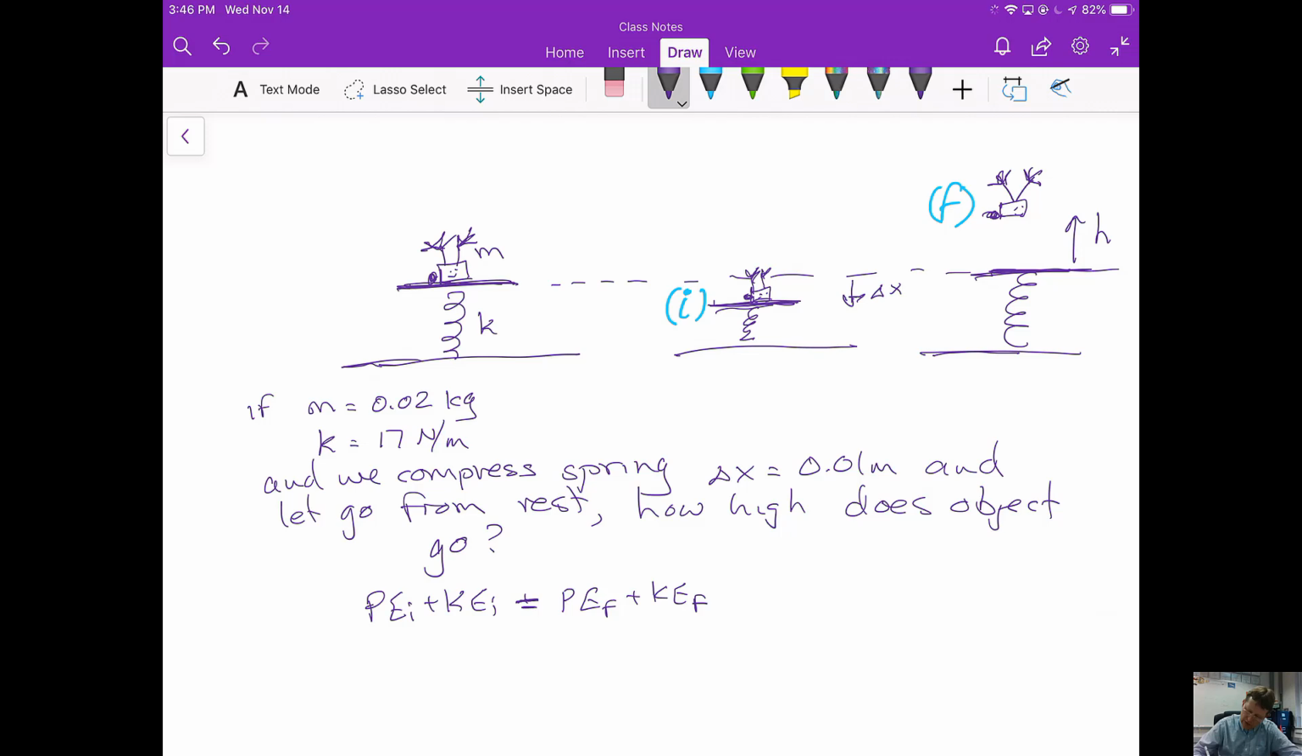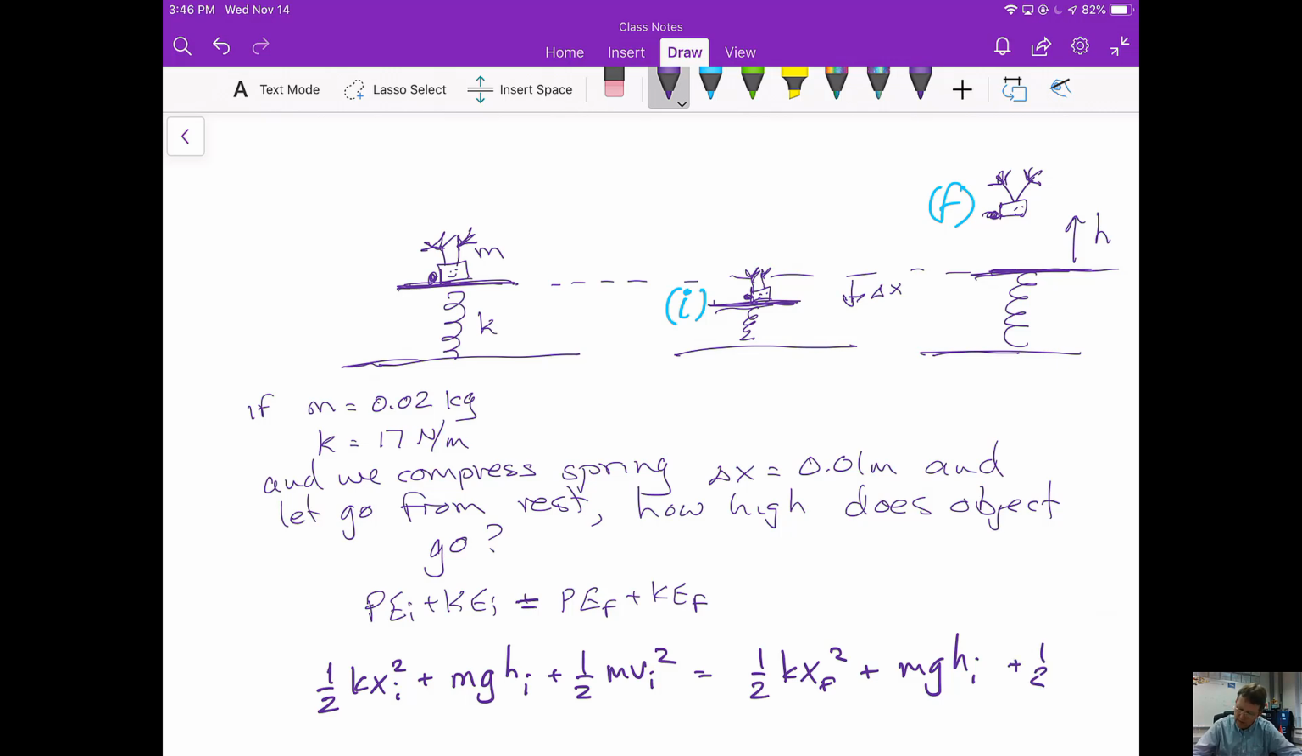PE initial, we've now got springs and gravity. The potential energy is the potential energy due to the spring, 1/2 k x initial squared, plus the potential energy due to gravity, m g h initial, plus the initial kinetic energy, 1/2 m v initial squared, equals the final potential energy due to the spring, 1/2 k x final squared, plus the final potential energy due to gravity, plus the final kinetic energy, 1/2 m v final squared.